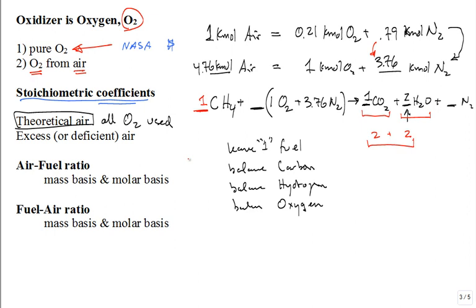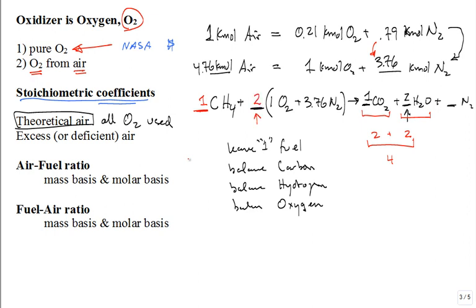I get 4. All right, now that I have 4 on the right-hand side, how many do I have to have for balanced reaction equation on the left? 4. So what do I put right here? 2.